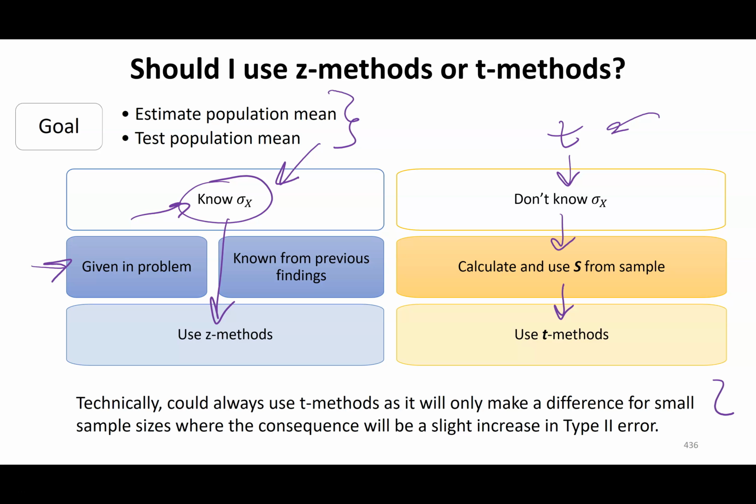In general, for both of these scenarios, you could always use t methods. However, you are usually going to increase your type 2 error just a little bit if you use t methods when you could use z methods. So just know, if you know sigma, go straight to z. Z is our favorite. If you don't know sigma, you have to use t.